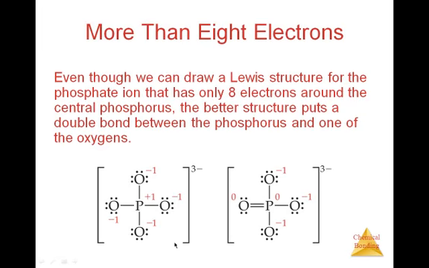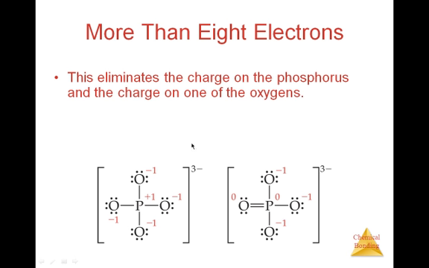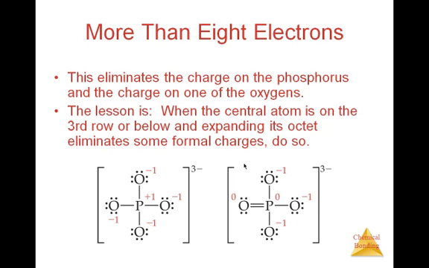Even though we can draw a Lewis structure for the phosphate ion that has only 8 electrons around the central phosphorus, the better structure actually puts a double bond between phosphorus and one of the oxygens. So the one on the right makes a lot more sense in terms of how we draw out the formal charges as opposed to the one on the left. So we've actually expanded the number of electrons around phosphorus beyond the octet rule, and we have more than 8 electrons around it. This eliminates the charge on the phosphorus and the charge on one of the oxygens. So the rule is basically when you have a central atom on the third row or below, and you expand its octet, some of the formal charges actually work out better.